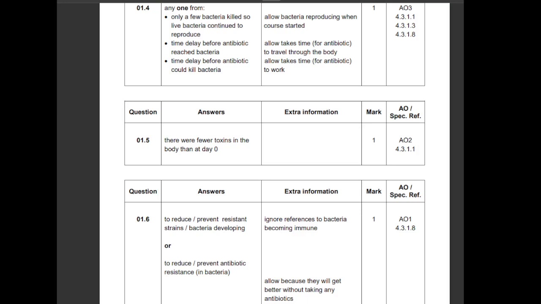And question 1.6, why doctors don't give antibiotics for minor infection is to reduce or to prevent resistant strains of bacteria developing, or to prevent antibiotic resistance in bacteria. So let's move on to the next part.